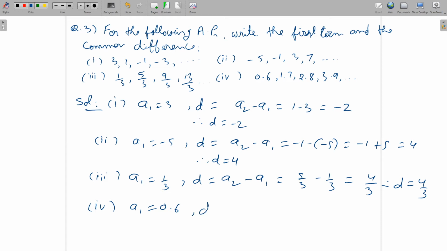And what is D? D is A2 minus A1. So A2 minus A1, that is 1.7 minus 0.6. 1.7 minus 0.6 will give you 1.1. Therefore, D is equal to 1.1. So this is how question number 3 can be solved. It's a very simple one only.